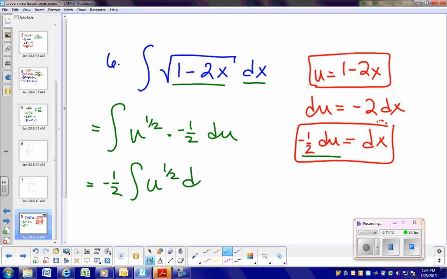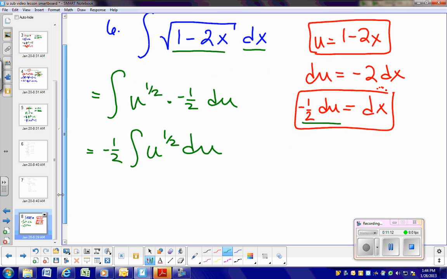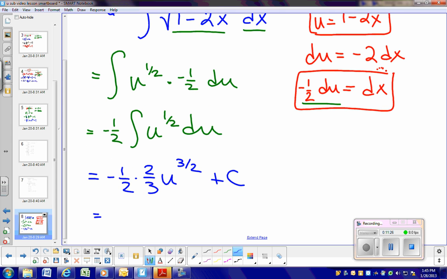Now that is exactly the same as what you'd get with the little tweak that I typically do, putting something inside and putting something to balance it outside. But whatever, I'm just showing you. Take it up to the 3/2, divide by 3/2, add a constant, and then replace. So this would be negative 1/3 square root of 1 minus 2x, quantity to the 3rd, plus a constant. That's it.